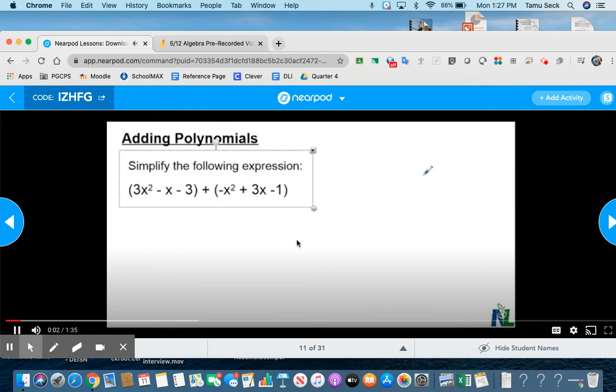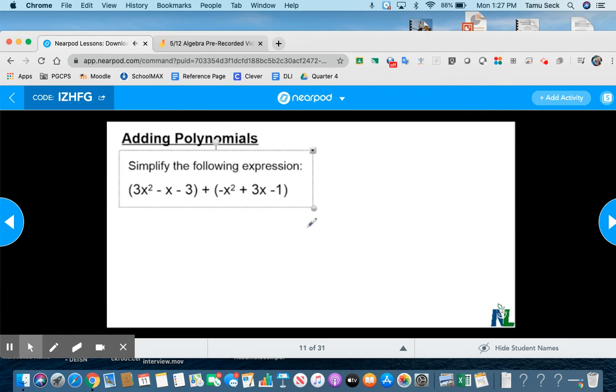Another method that can be used when adding polynomials is a vertical method. In this example, we're going to take the first polynomial and put it on top of an addition statement. So I'll take 3x squared minus x minus 3, and I'm going to take my second polynomial and line it up underneath the first one with like terms beneath each other. So I have 3x squared in my first polynomial. I have negative x squared as the similar term in the second polynomial.